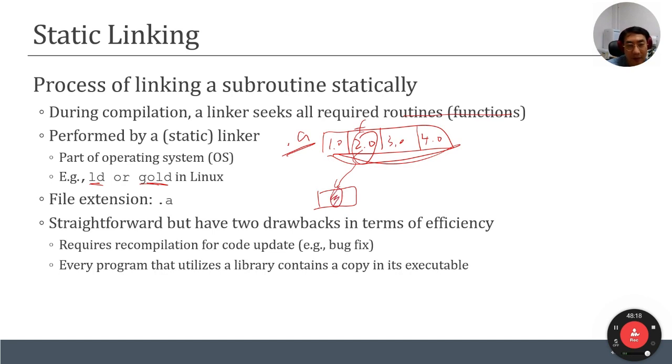So what does this mean? If any function in 2.o has been updated because of a bug fix or whatever, then you need to recompile the source code to get the executable. And if you use this archive, every program has a redundant library, containing a copy in its executable, which is a waste, right?